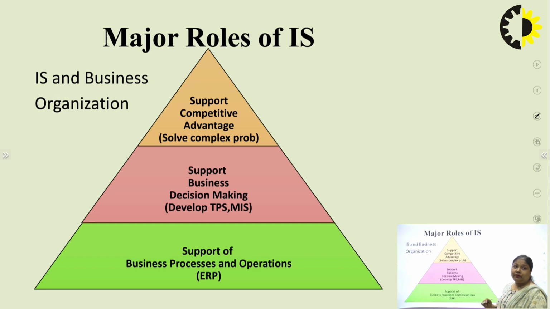Major roles of an information system: it supports competitive advantage, supports business decision making, develops TPS, the transaction processing system, and management information systems, and supports business processes and information, that is, ERP.